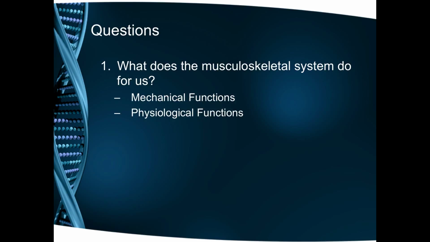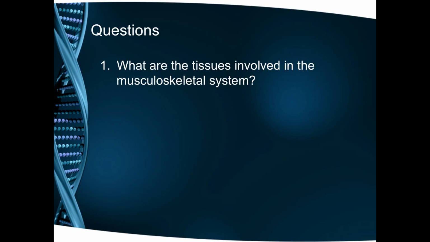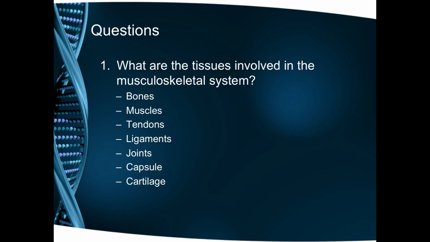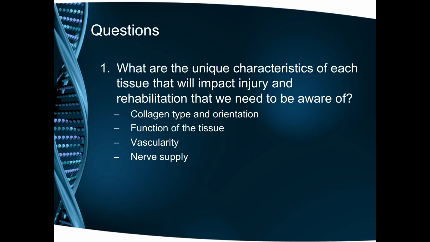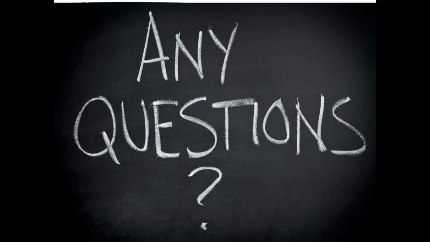So to review our questions, we looked at what the musculoskeletal system does for us. We talked about some of the mechanical functions and the physiological functions. We also reviewed a few tissues in the musculoskeletal system and some of the unique characteristics for each of the tissue that impact injury. And when thinking about these in review, I want you guys to consider the collagen type and orientation of the tissue, what the tissue actually does. Does it have a blood and nerve supply? Because that is also going to impact the patient presentation and how we are going to treat these patients.